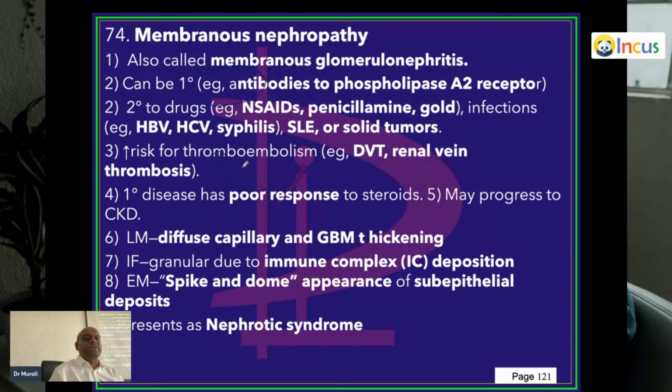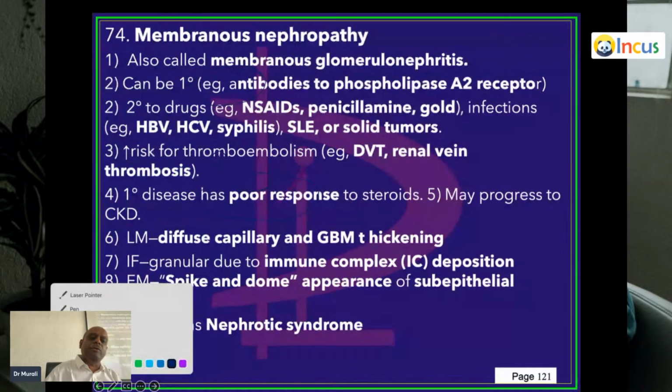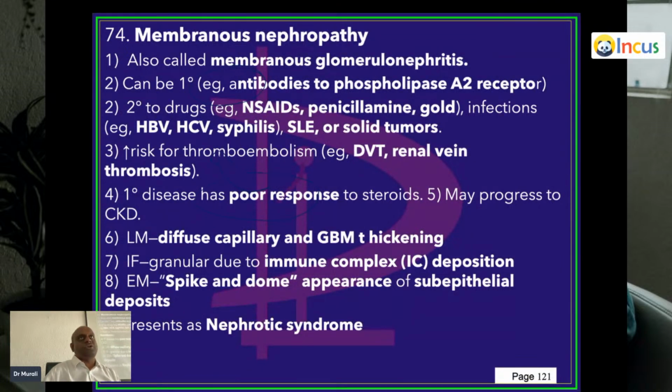So practice is a little bit of subject, so you can practice comfortably, right? So if it is the primary disease, meaning antibodies to phospholipase A2 leading to membranous nephropathy, it has got a poor response to steroids. Always primary causes will have poor steroid responsiveness.